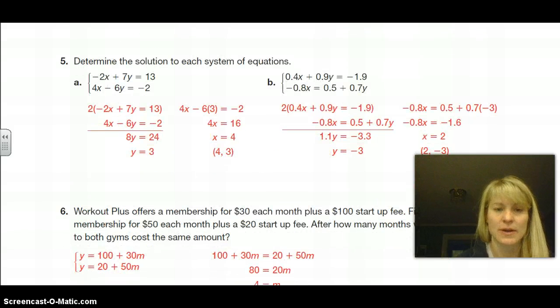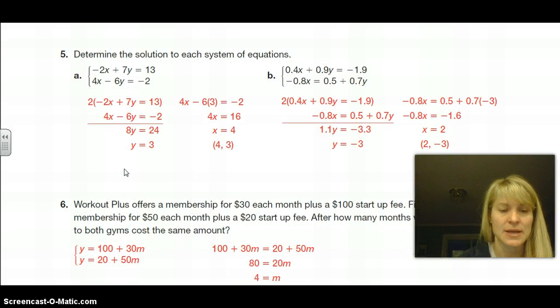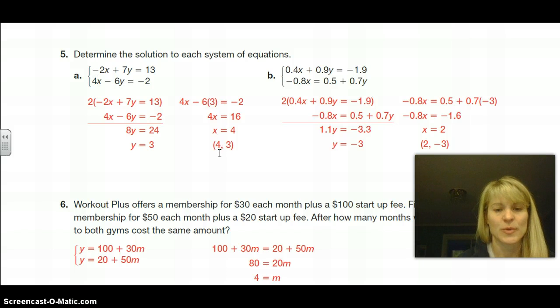Number 5, you have to figure out what the system of equations is. Here, it looks like they use substitution. Again, matrices would be a great way because your x's, your y's, and your equals are lined up. So in your matrix, you would put -2, 7, and 13, 4, -6, and -2. You should come up with x is 4 and y is 3. Okay? This one's a little bit more difficult.